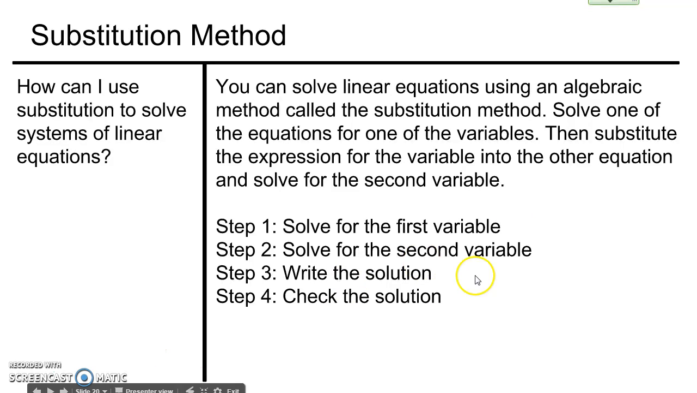So our steps here are going to be: solve for the first variable, then we're going to plug whatever we get for the first variable into the other equation and solve for the second variable. We'll write the solution as an ordered pair and then we'll check it. Okay, this will make more sense when we actually try an example. So copy this into your notes if you're not already done copying. When you're ready to move on to an example, hit play.